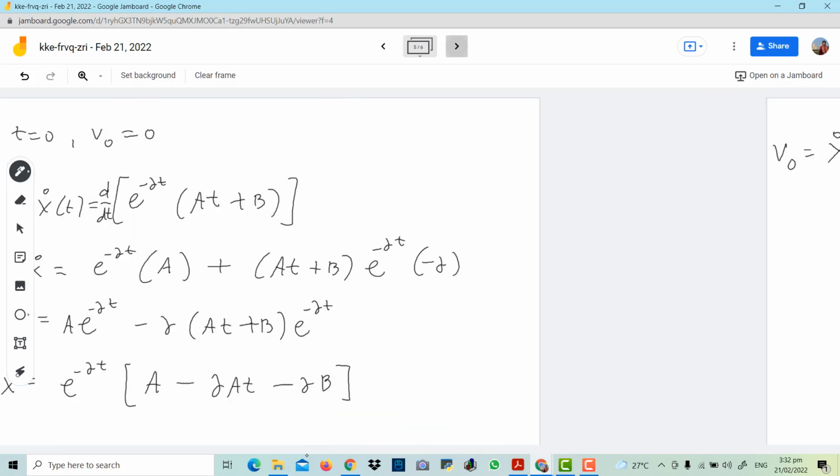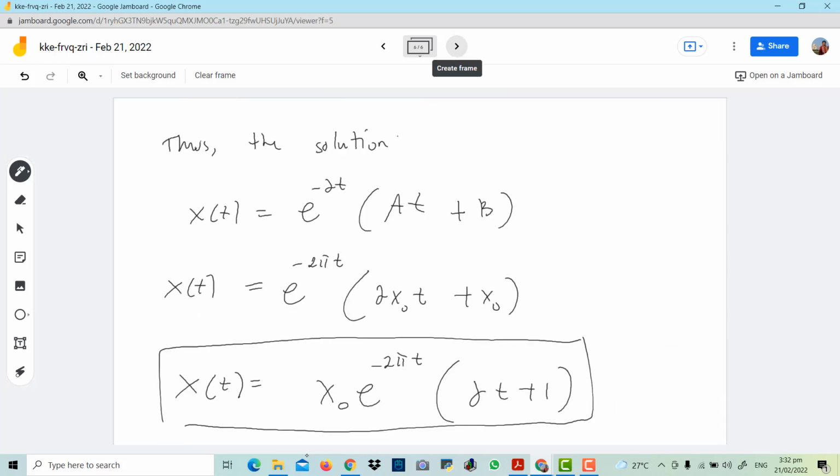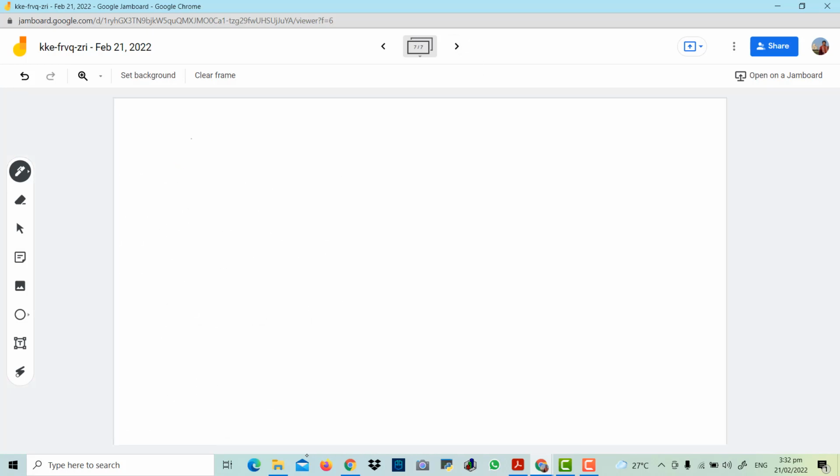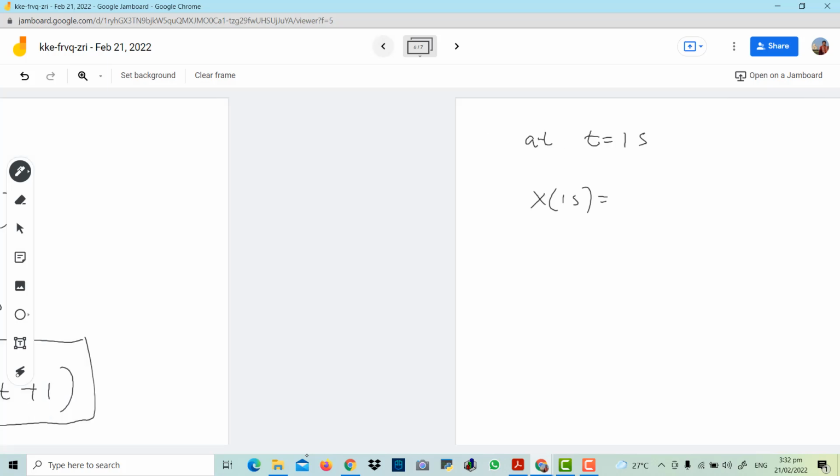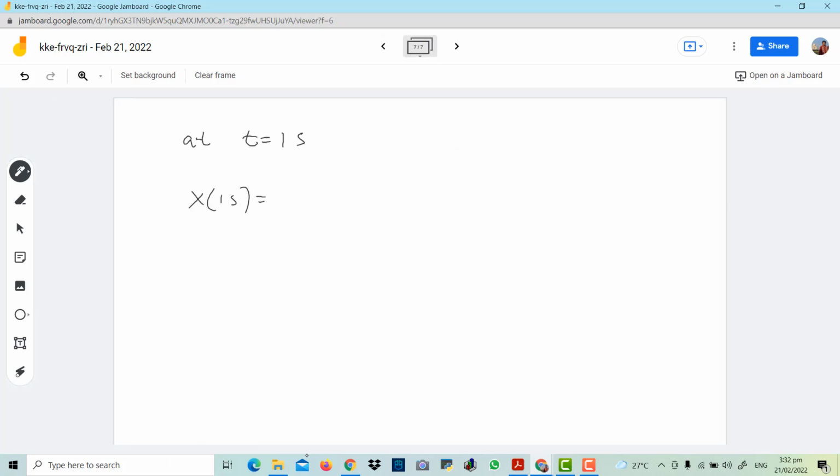So, it's easy, no? You just substitute time equals 1 second. So, therefore, at time equals 1 second, we have x, so you just substitute, no? We have x naught. So, where is the particle at time equals 1 second? So, we have e to the minus 2 pi times 1. And then we have gamma, no?